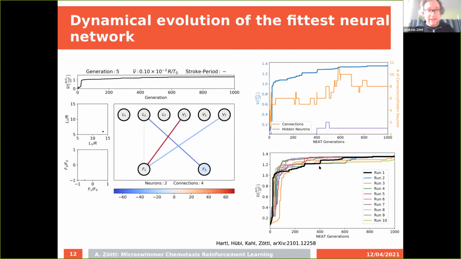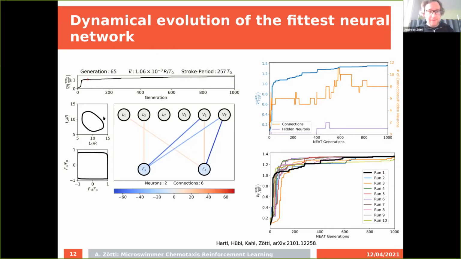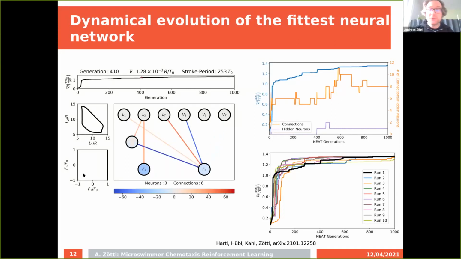So here you can see on the left-hand side a typical evolution of a neural network, and the reward over time here. The network very quickly goes to an optimum policy. And how does this look? Actually, the optimum policy gives this square-like shape in the force space, whereas the resulting dynamics of the arms is not a rectangle, like it is often done in simple theoretical models.